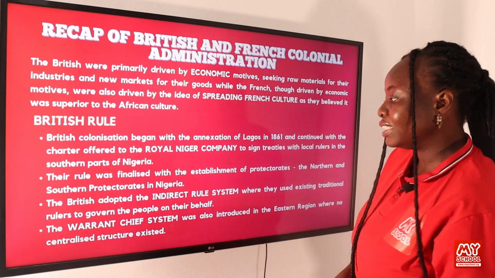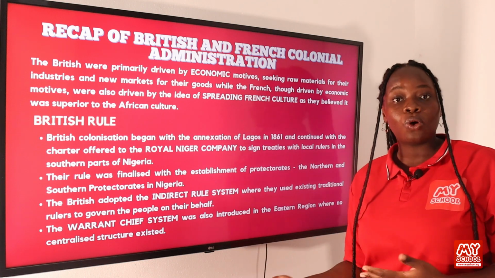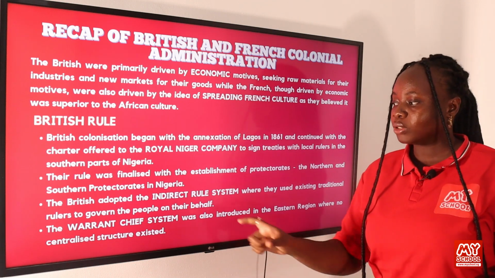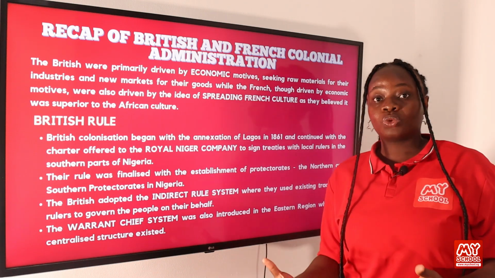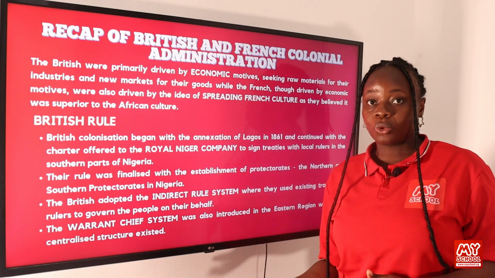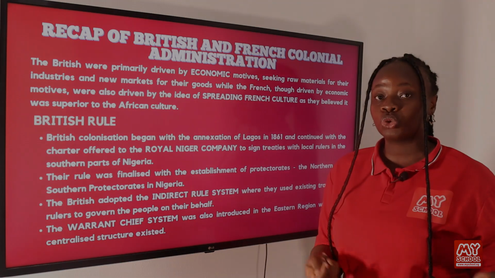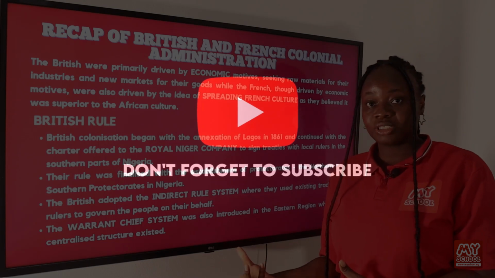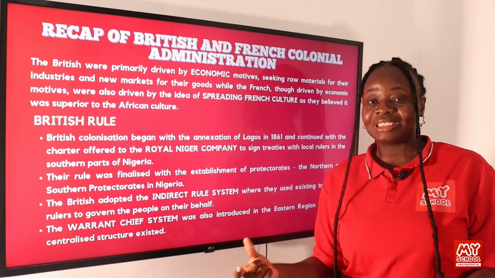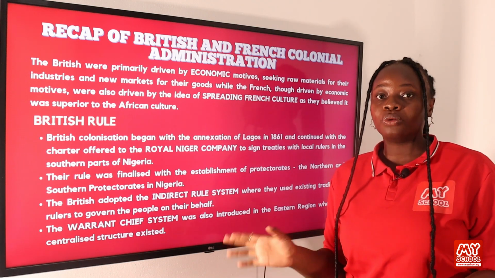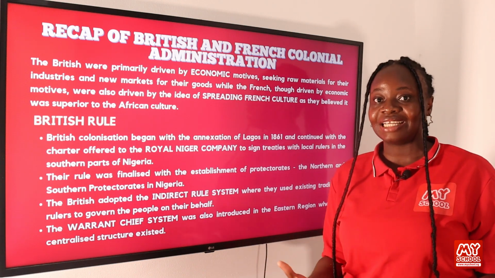So the British adopted the indirect rule system, where they used the existing traditional rulers to govern the people on their behalf. We talked about how there were different reasons why they adopted the indirect rule system. One of such reasons is the fact that they did not have enough financial means to adopt a direct rule system. So they made use of the traditional rulers to help to collect taxes and to implement policies within the various regions, while not having to spend money on salaries and every other expenses needed to directly rule the people.